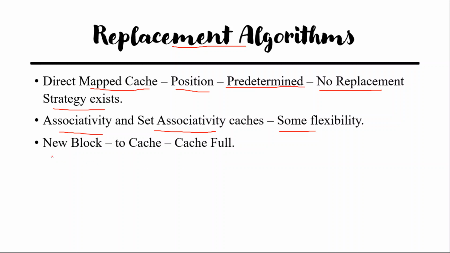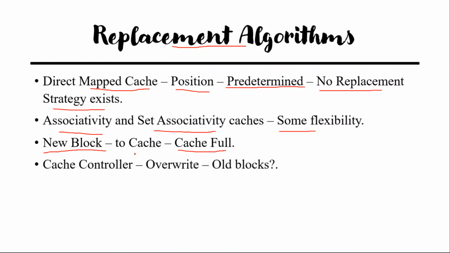The new block should be brought into the cache, and the question is, if the cache is full, then any one of the older blocks in the cache should be removed so that the new block can come in. The cache controller will decide which block of the cache should be removed. Some older block should be removed or overwritten. So which block should be taken out? This decision is actually a crucial decision.